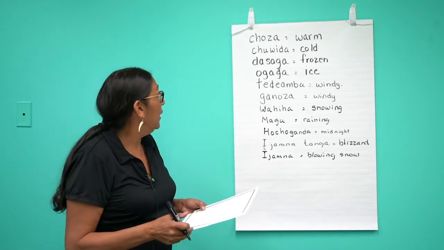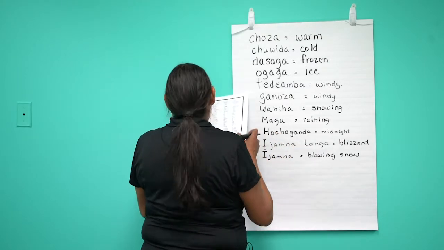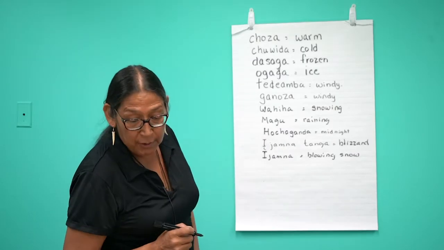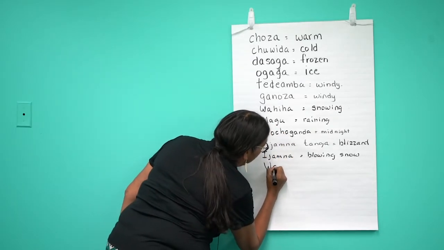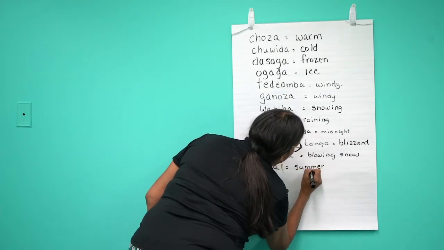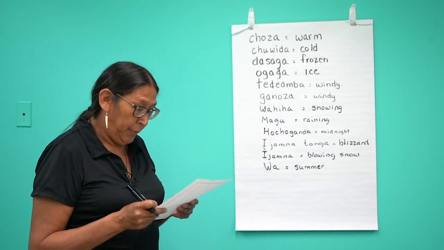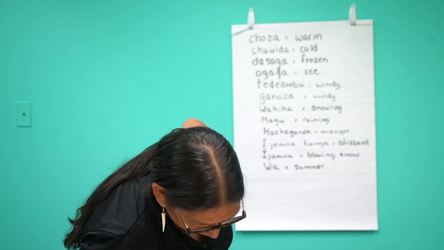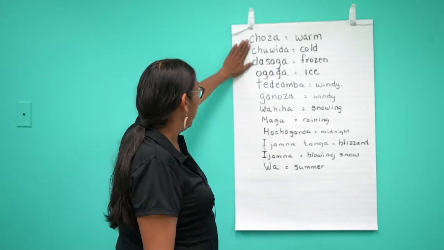And this here, I said, what did I say? I knew this was wrong. No, that's okay. It's not actually wrong. It's just said differently. Because wa is also summer. I was going to say that. Wa is also summer. And those are pretty much all the words on my list for seasons.